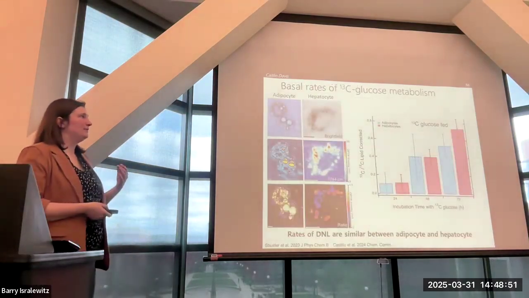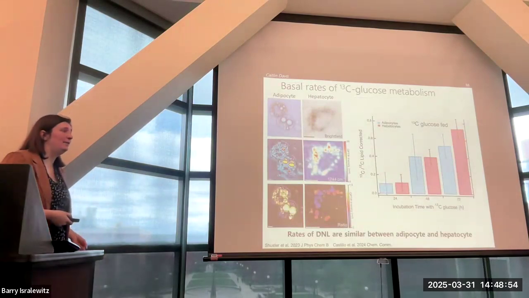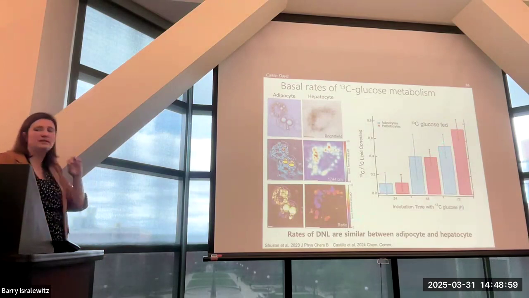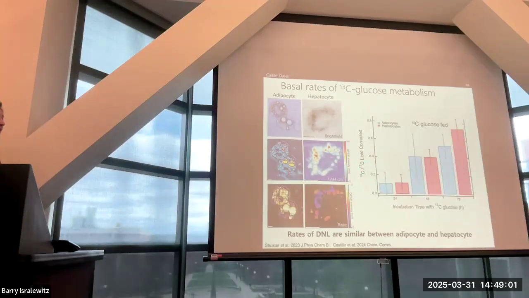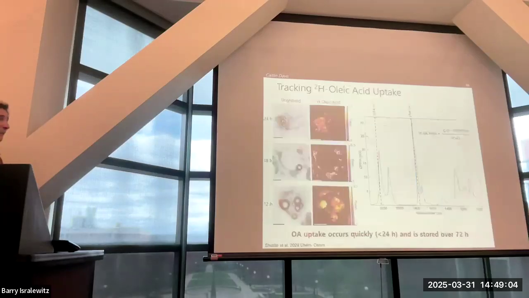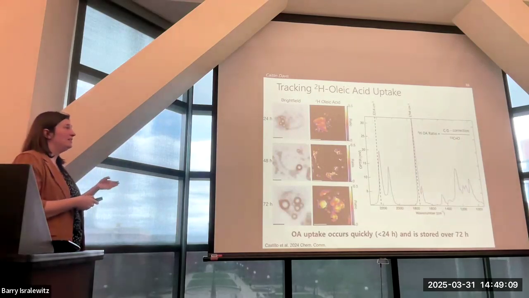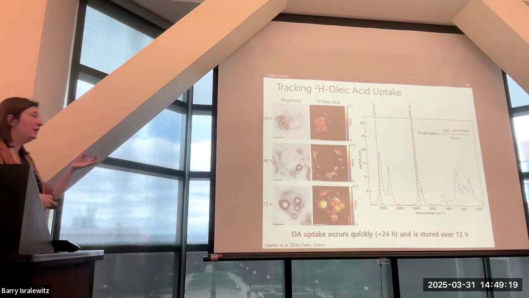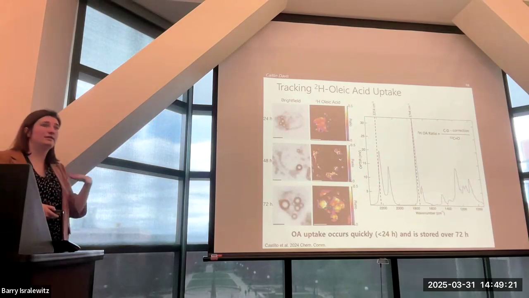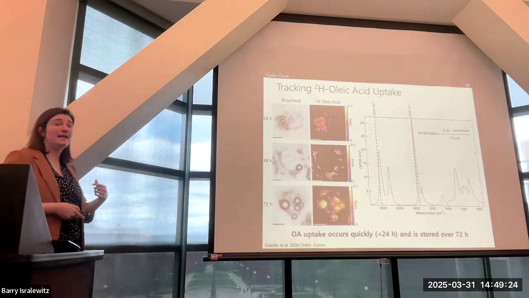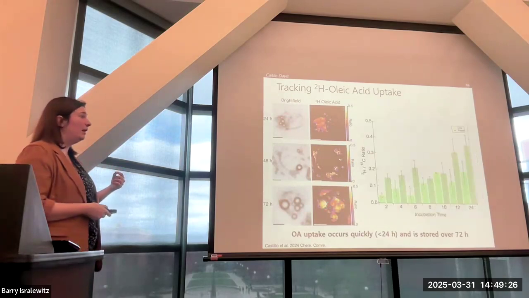And we first measured the basal rates of both of these cells, and we see that both fat and liver cells are metabolizing the C13 glucose at similar rates. So this is just the rate of incorporation of C13 over time. And then we can look at what's going on with the deuterated oleic acid. So these are ratio images of image collected at the CD stretch to background lipid. And what we see here is color indicates how much of this has been incorporated. So at 24, 48, and 72 hours, the color is very similar. This is telling us that our free fatty acids are metabolized really quickly and then stored.